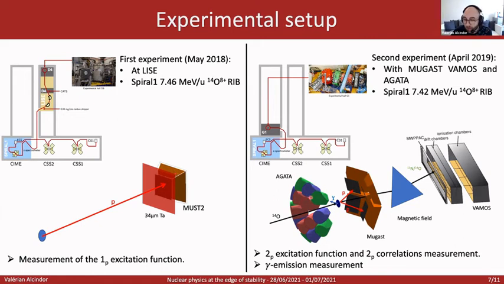We used the AGATA high purity germanium gamma ray detector to detect the gamma, and the VAMOS spectrometer to measure the recoil of nitrogen-13 and oxygen-14. What is very interesting with this setup was that it gave us the possibility to measure the full kinematics of both the 2 proton and gamma emission.